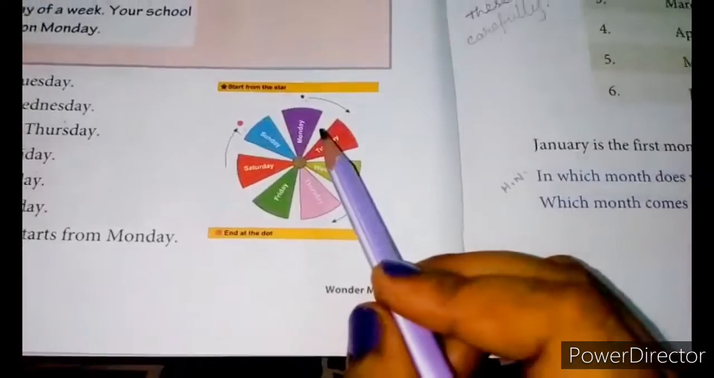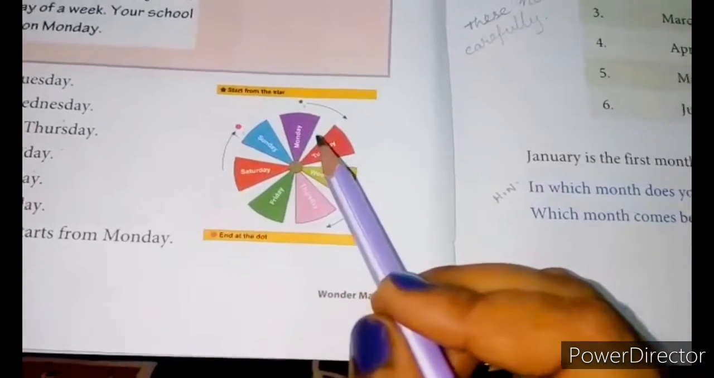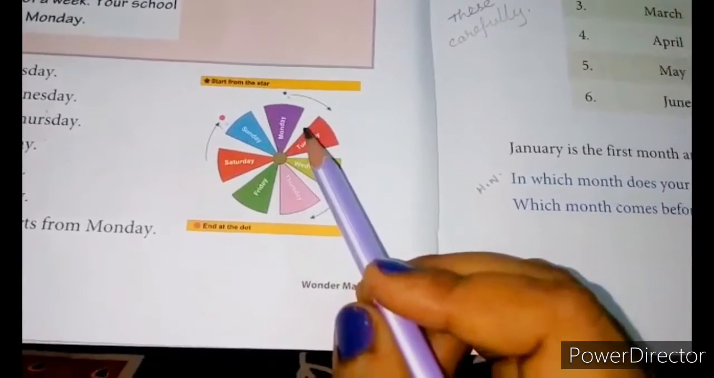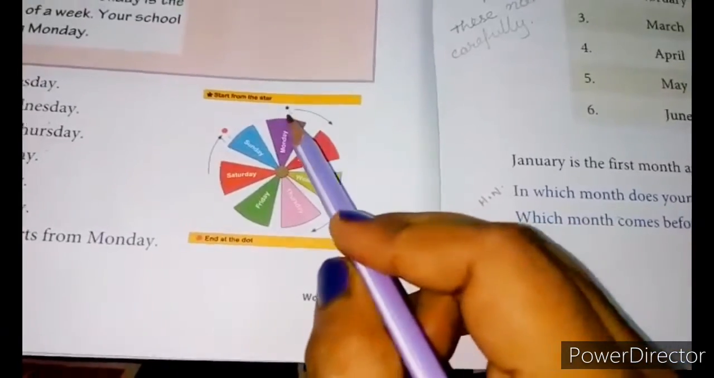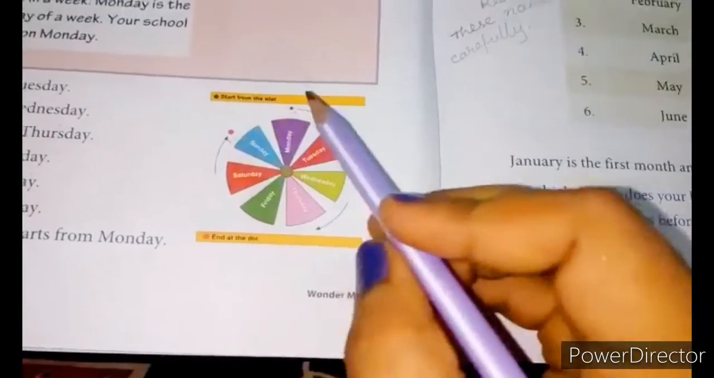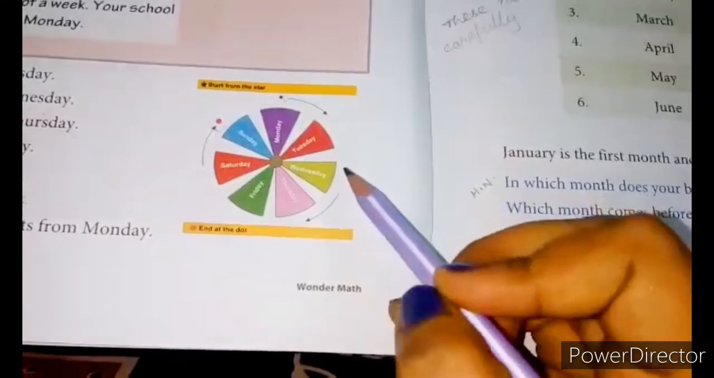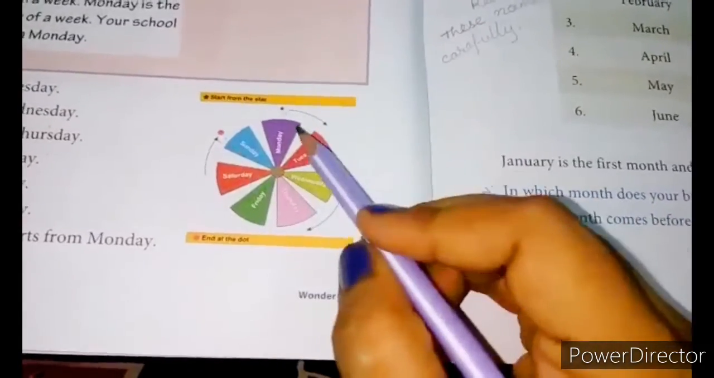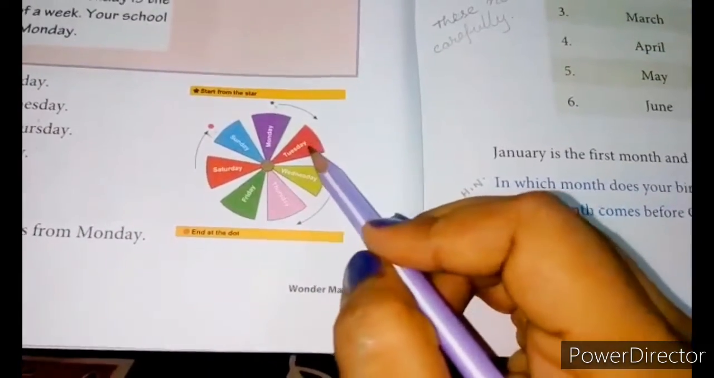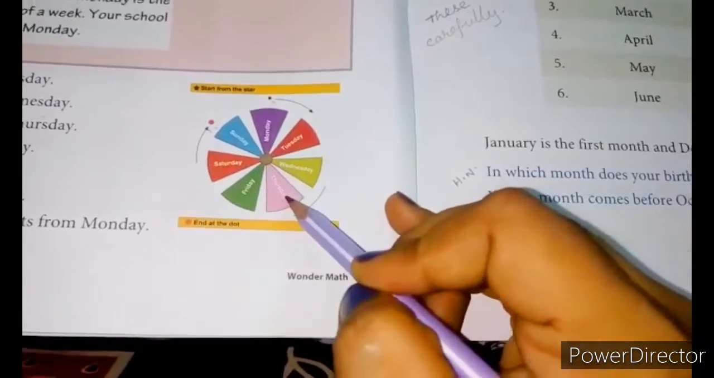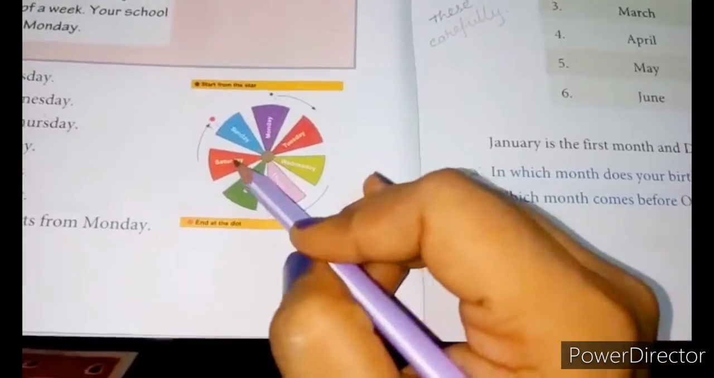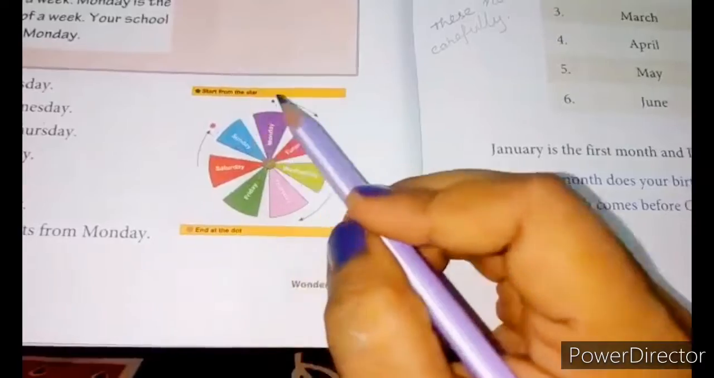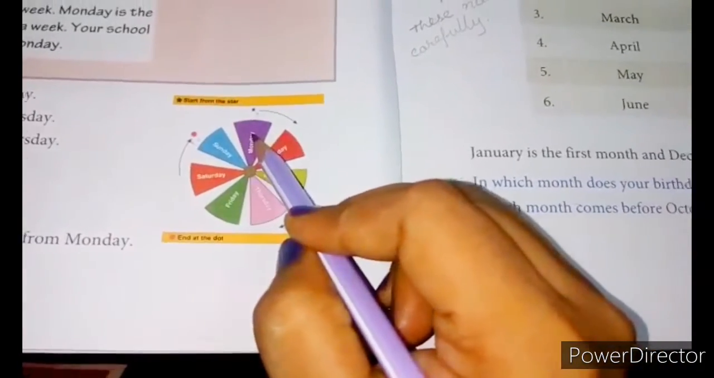Now come to this part. Here we can see that the names of the days are given here. This is the star and this is the dot. We will start from star and we have to end at the dot. The first Monday, then Tuesday, then Wednesday, then Thursday, then Friday, then Saturday, then Sunday. A new week starts from Monday again.